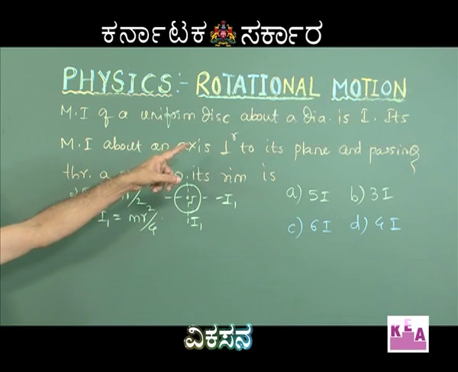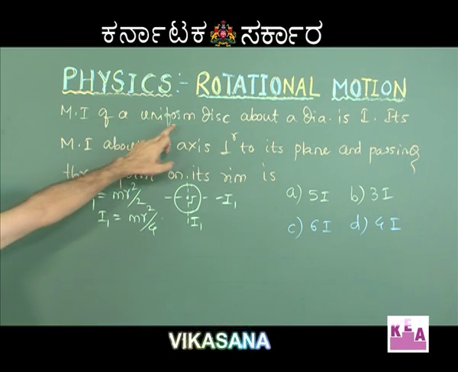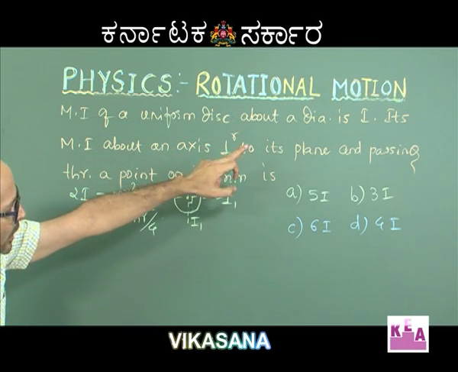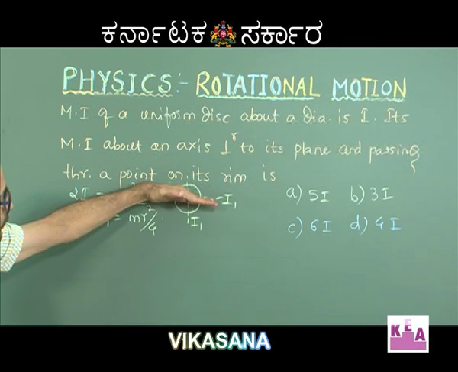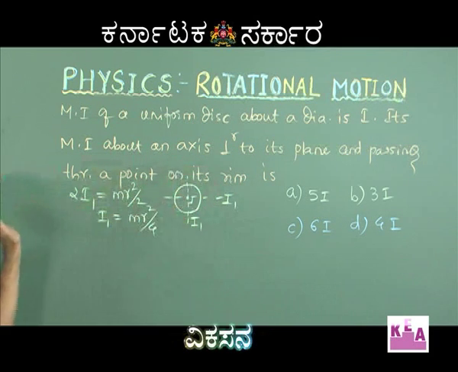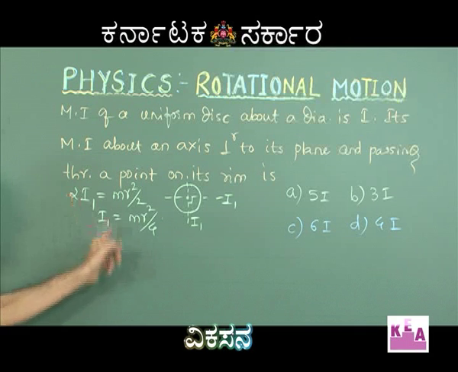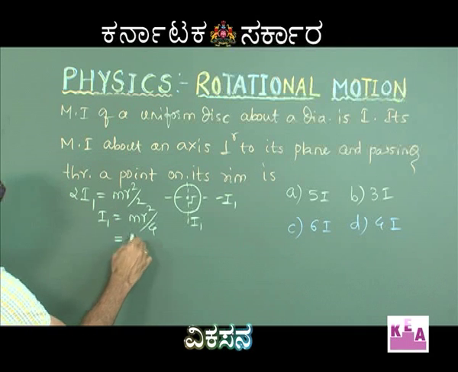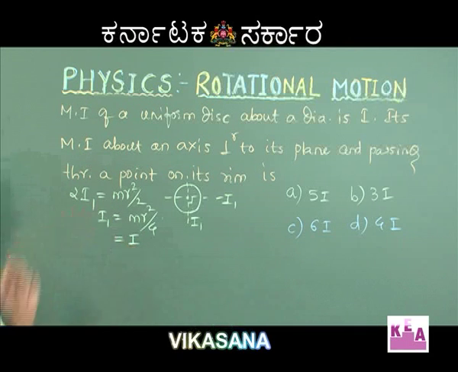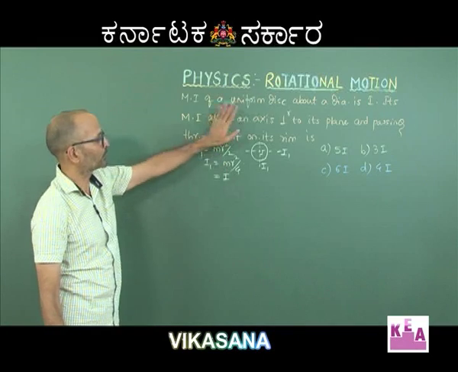This is his I. The moment of inertia of a uniform disc about a diameter is I, and we have already found out the moment of inertia of a disc about any of the diameters and we had called it I1, but his I is our I1. So, I will write this as I. Fine. So, one thing is known.